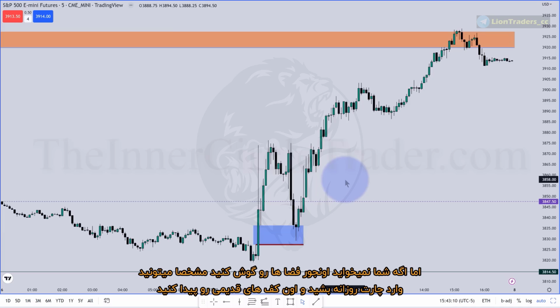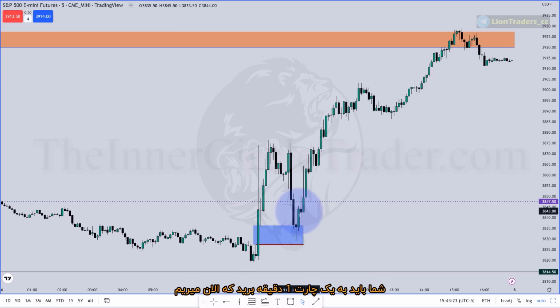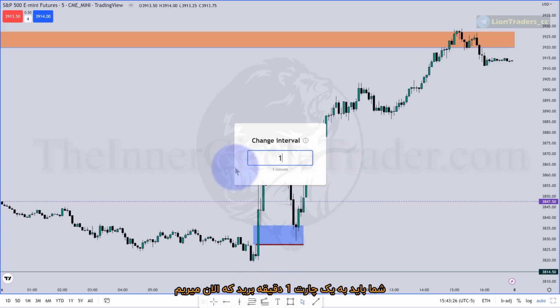But if you don't want to listen to that Twitter space, you can obviously go through the daily chart and find those old daily lows, and you'll see where 3804 is. All right. So anyway, because we failed and rejected to go below this level here, you're going to have to drop down to a 1 minute chart, which we'll do now.